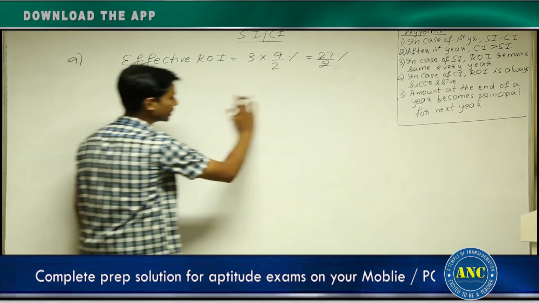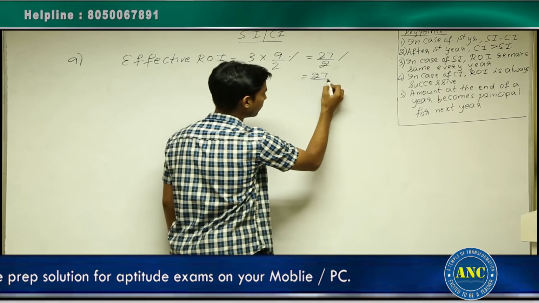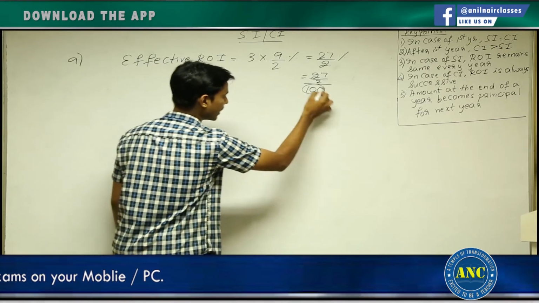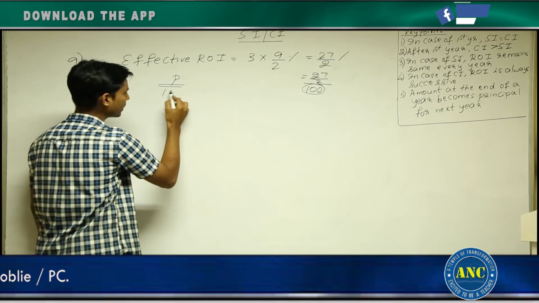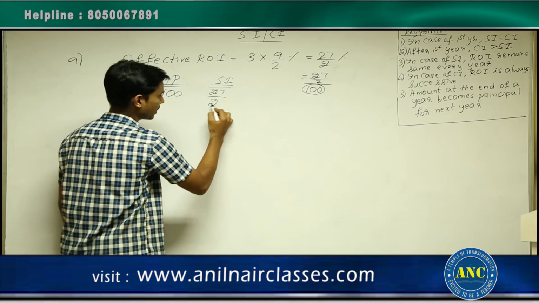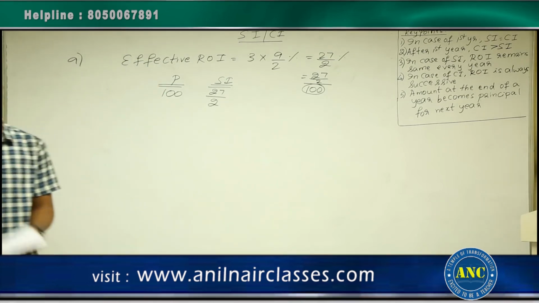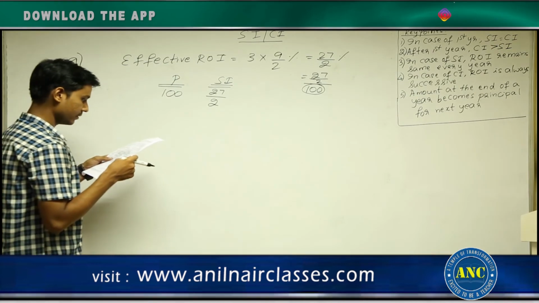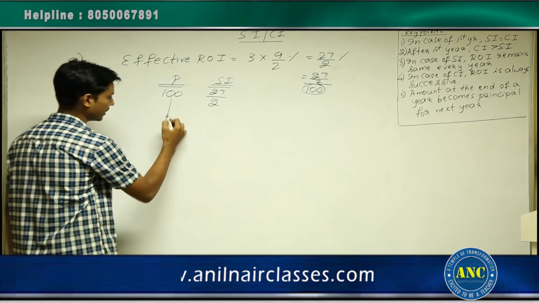What is the meaning of 27 by 2 percentage? It is 27 by 2 by 100. If I have taken 100 rupees from you, I will give you an extra amount of 27 by 2 rupees. But what is given in the question? Principal is given as 800. Which question? Ninth question.